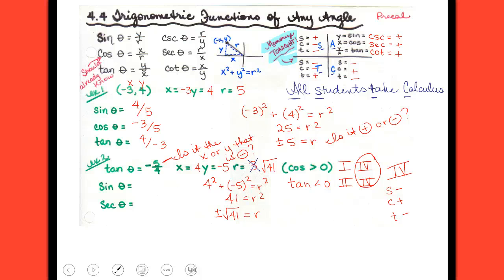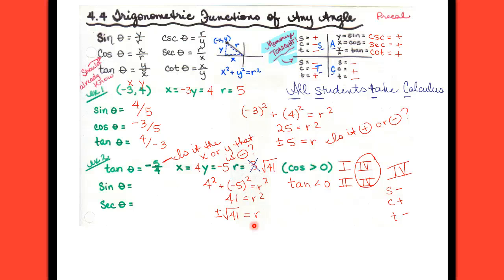Okay, so if I have x and y, I'm just going to use the Pythagorean theorem, x squared plus y squared equals r squared. And we'll get r is plus or minus the square root of 41. Which one is it, plus or minus? Plus, how come? It is a distance. The radius is always positive. X and y can be positive or negative, but the radius is always positive.